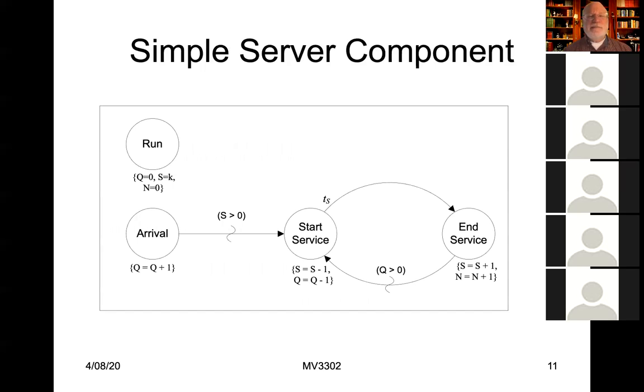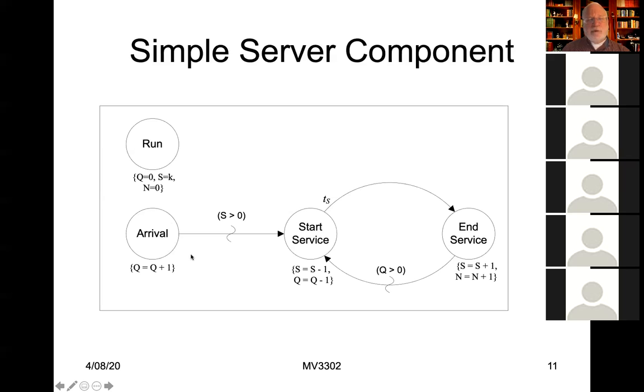Okay, so here's what that simple server component looks like. Now notice that it resembles the multiple server queue, but it's a lot simpler. First of all, it has the arrival event, and that arrival event has exactly the same state transitions as we had before. It increments the queue, it schedules the start service event, and all of these events act exactly the same as they did previously, with the exception that the arrival event does not schedule another arrival.